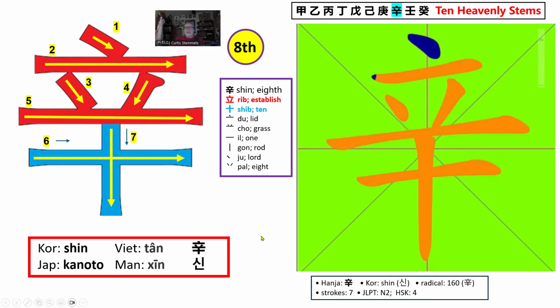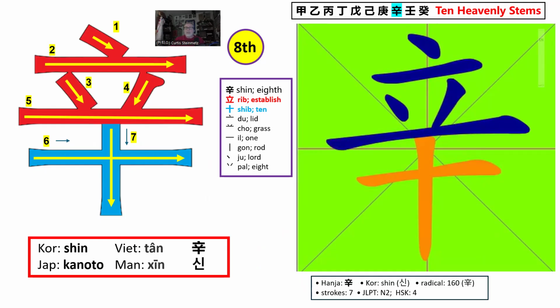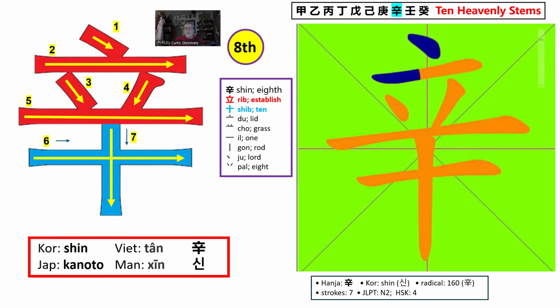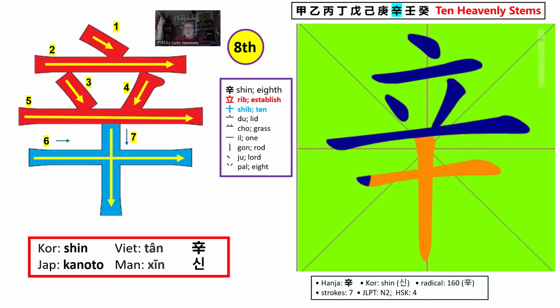Shin il, shin i, shin sam, shin sa, shin o, shin yuk, shin chil. All right, and that's what you want to do when you're writing it, to memorize the order of the strokes and also memorize the pronunciation. And then these are the different pronunciations down here. We'll actually look at that in a minute.